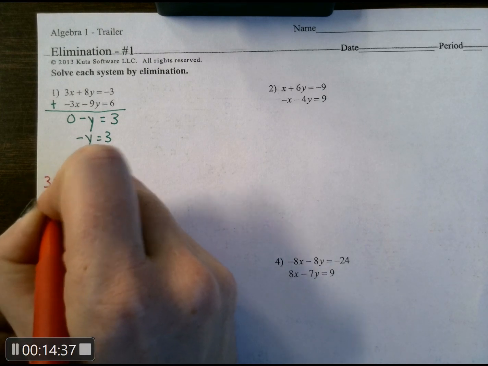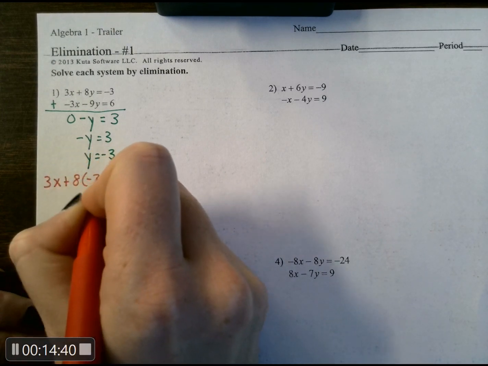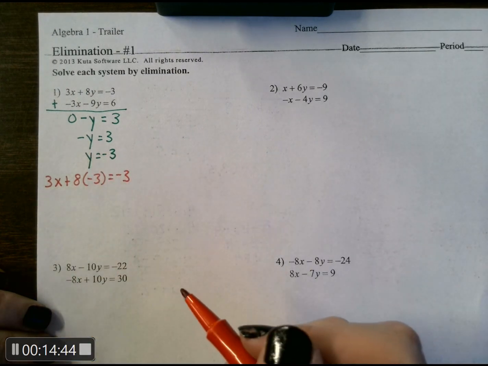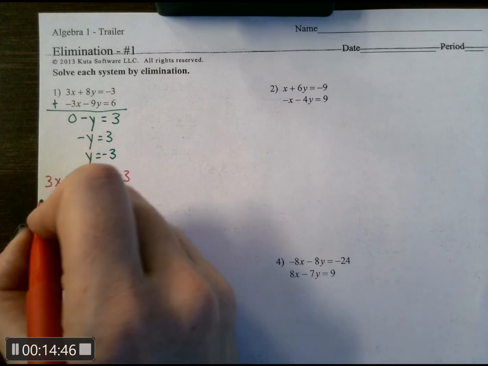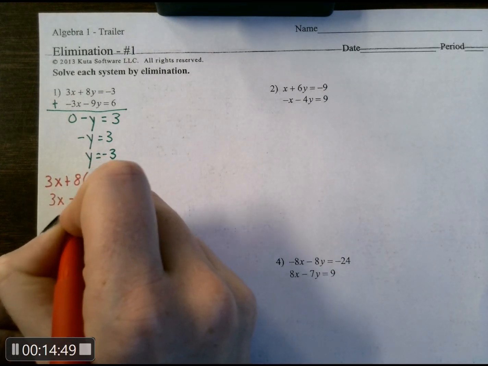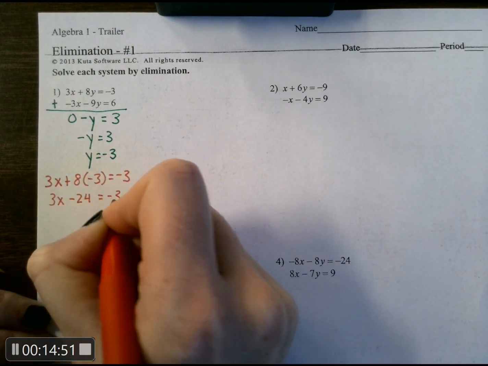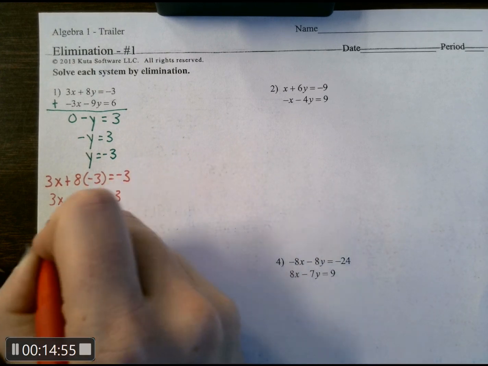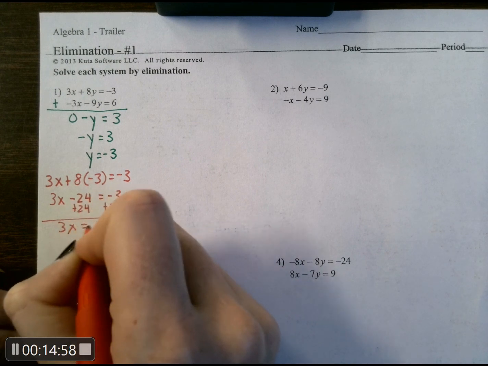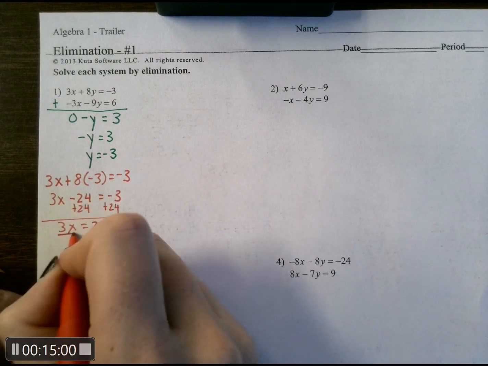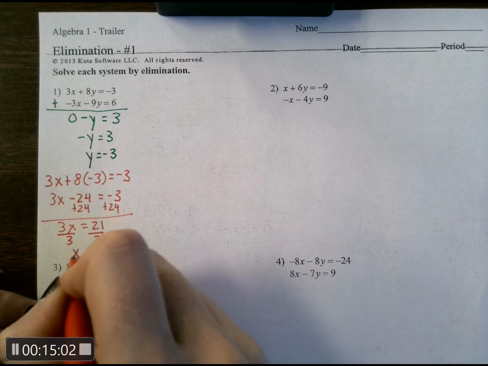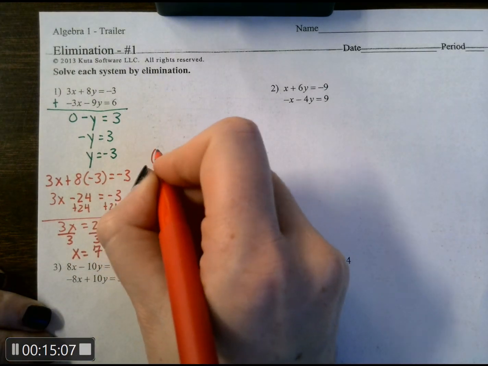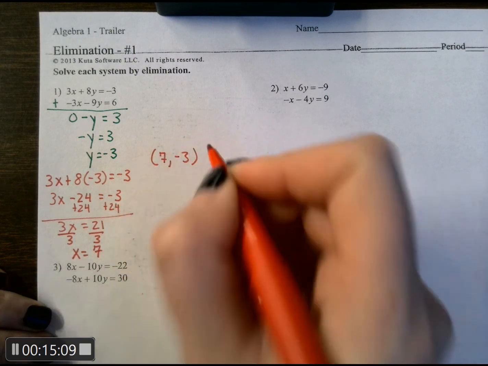I'm going to do 3x plus 8 times negative 3 equals negative 3. I just picked the first one again. I will probably always pick the first one. So 3x minus 24 equals negative 3. We're going to add 24 to both sides to get 3x equals 21. Divide by 3, so x equals 7. Okay, so then our answer is going to be 7, -3.